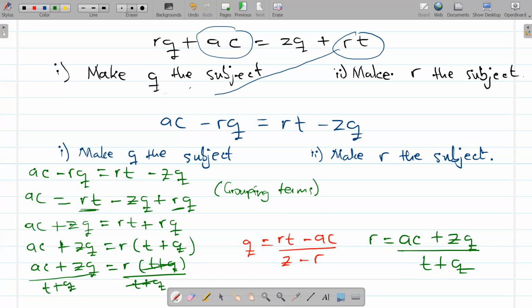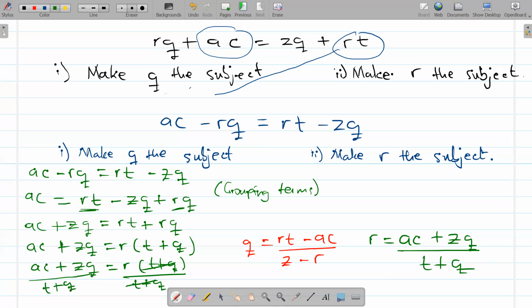Yes, it's okay, but I still missed another step again. So do it step by step. You just move one term at a time and just take note of the sign. Minus becomes positive.